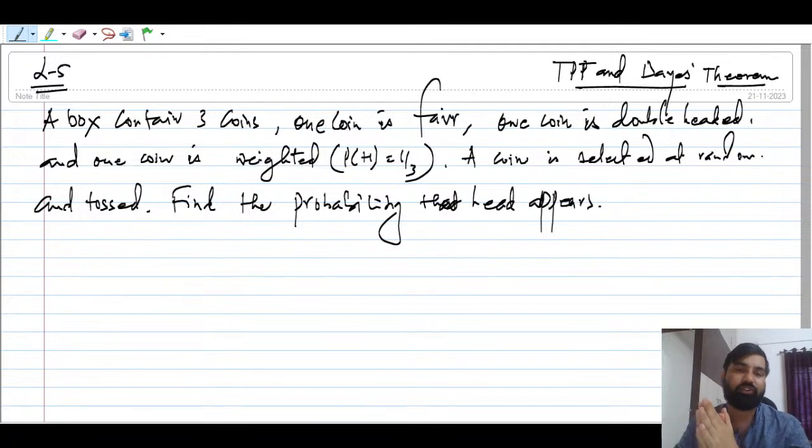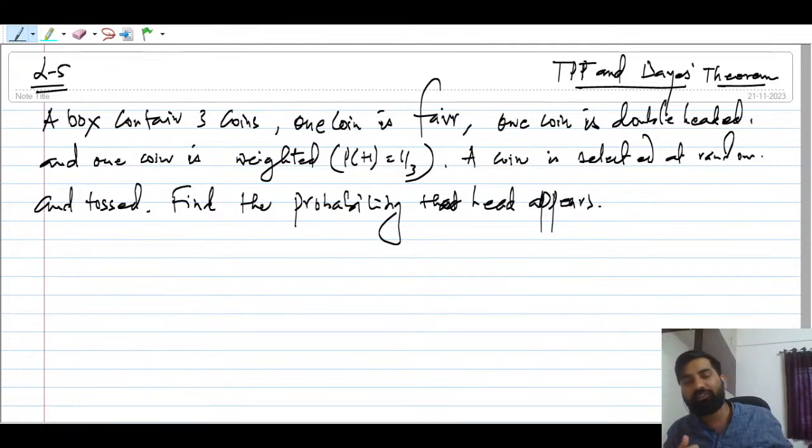Total probability theorem. So in this question, we have to use the total probability theorem, because they're asking to find the probability that head appears. Whatever you do, whether you take a fair coin, a doubly headed coin, or a weighted coin, you should always get head. So the probability of getting head happening, whatever events occur, right? There are three events basically.